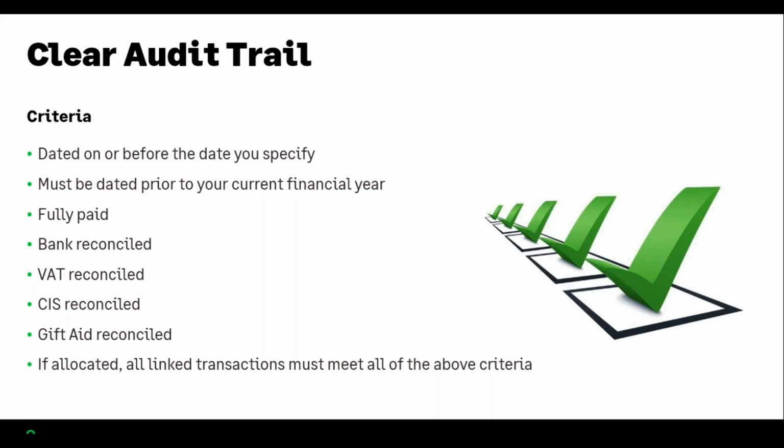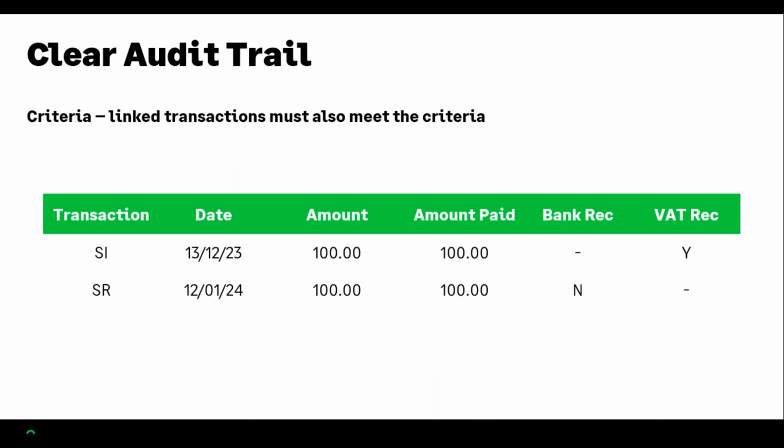And that leads into the final point there, which is, if allocated, all linked transactions must meet all of the above criteria. Bit of a sentence, that one. But to explain it, we've created a slide here. Again, if you've downloaded the handout, you'll be able to go over this yourselves afterwards, but it's quite self-explanatory once you get to grips with it.